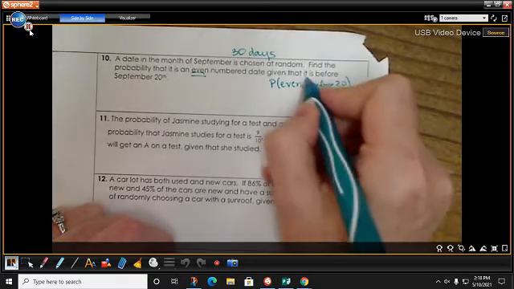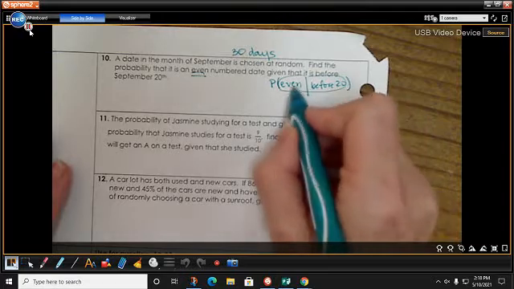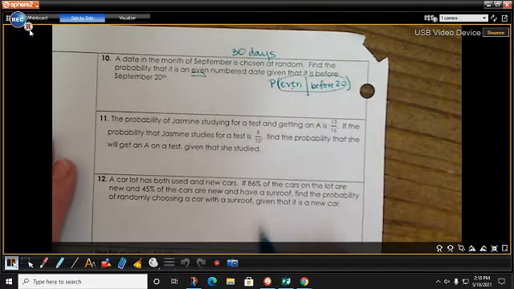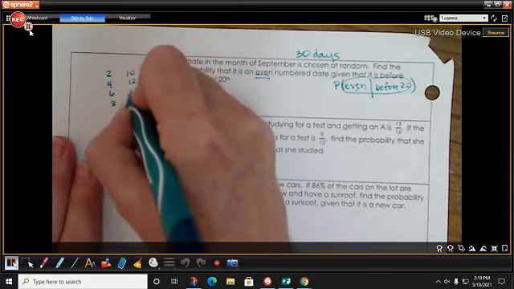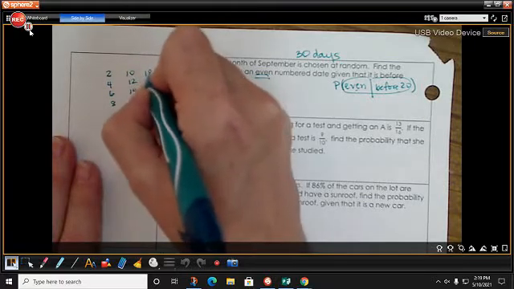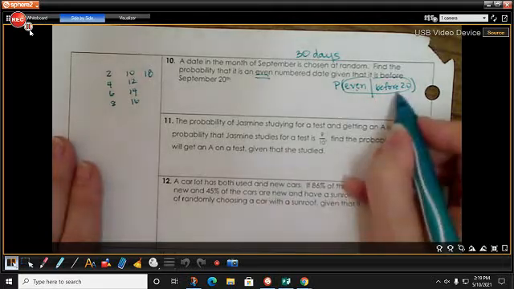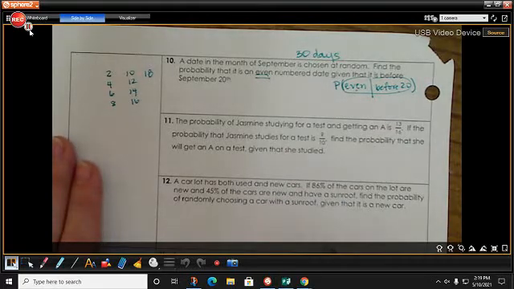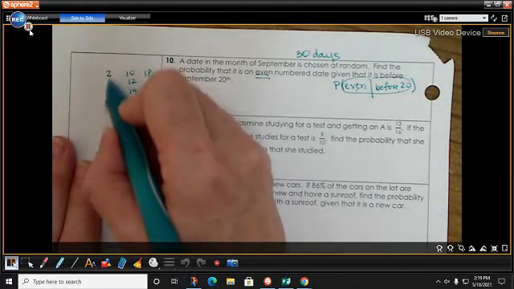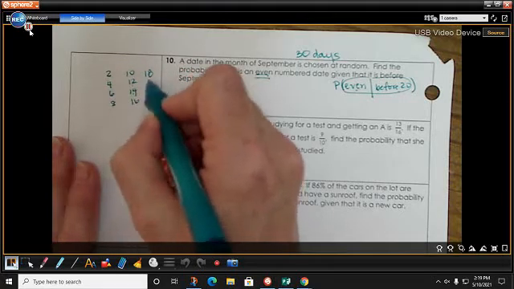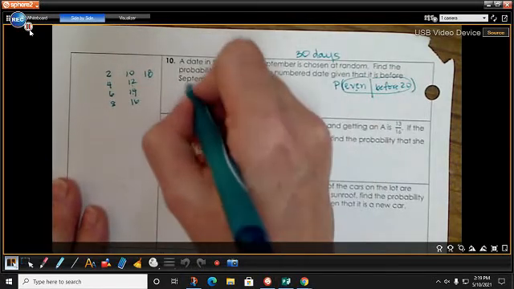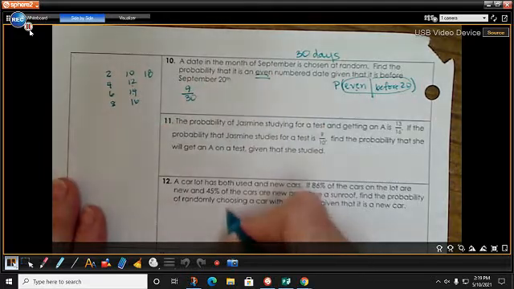So the first thing I need to do is find the probability of being an even date before the 20th. And so that's going to be, let's see, the 2nd, the 4th, 6th, 8th, 10th, 12th, 14th, 16th, and 18th. I can't pick the 20th because that wouldn't be before the 20th. So my probability of both of these things happening is 1, 2, 3, 4, 5, 6, 7, 8, 9 out of the 30 days are both even and happen before the 20th.